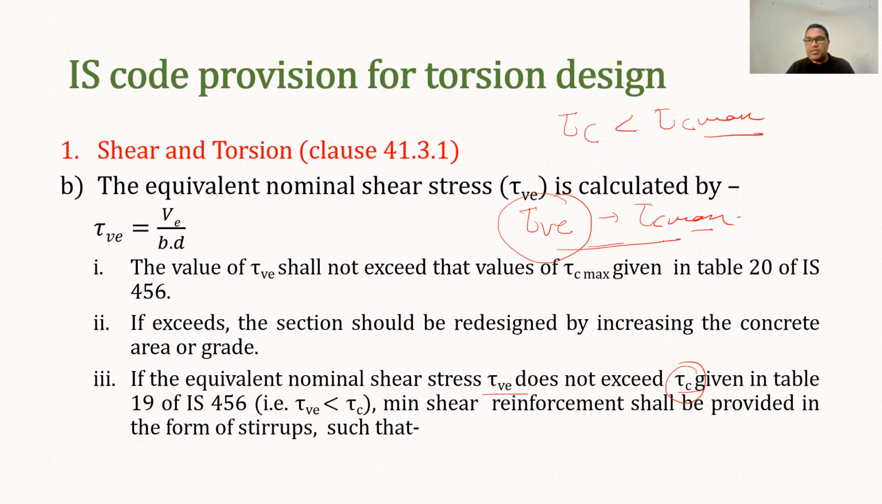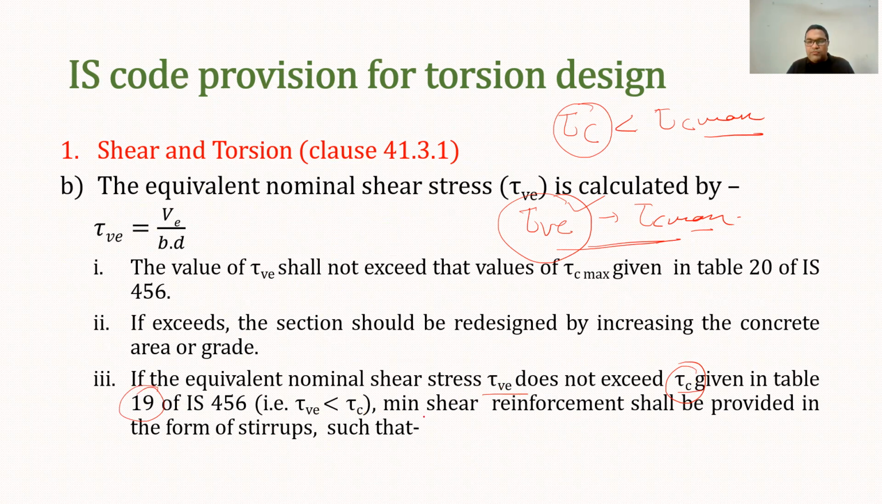Once that is satisfied, we compare tau VE with tau C to check whether torsional reinforcement is required or not. It says if the value of tau VE does not exceed tau C. Now tau C can be calculated using Table 19 of the IS code.